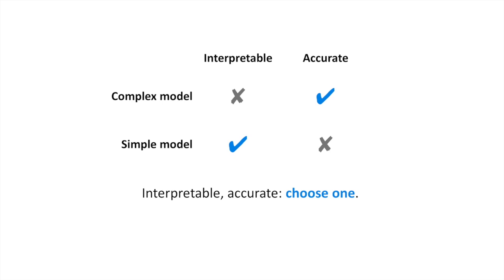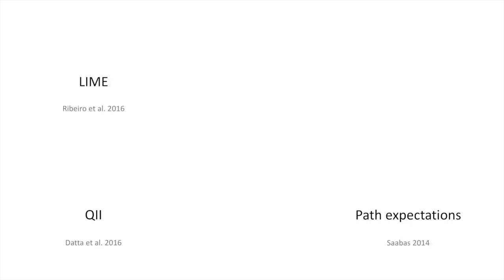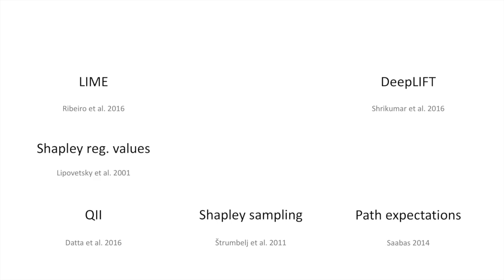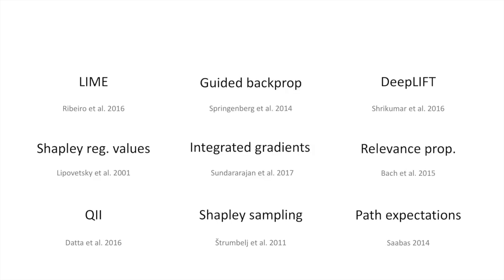In an effort to eliminate this trade-off, many methods have recently been proposed to interpret the predictions of complex models. However, understanding how these methods relate and when one should be preferred over another is an open question in the machine learning community, and one we begin to answer in this work.